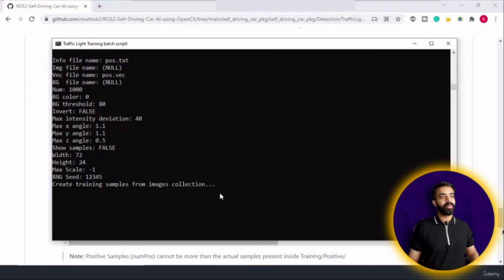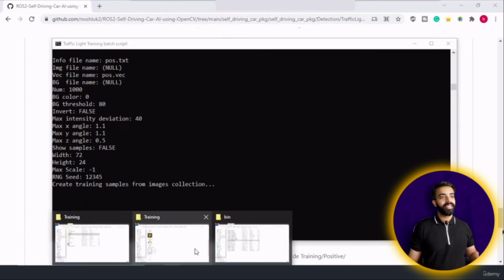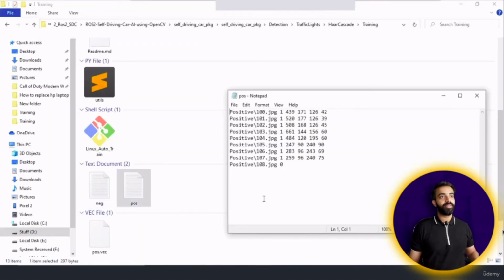It is stuck at creating training samples from image collection. The reason it has gotten stuck can be seen when you look at the positive.txt file. It not only contains the relative location of the positive images, it also contains the coordinates of the region of interest that we want to detect in our positive images. But the error lies in the last entry we have given, which does not specify any region of interest that you want to detect in the positive image. This causes an error when generating the positive.vec file.